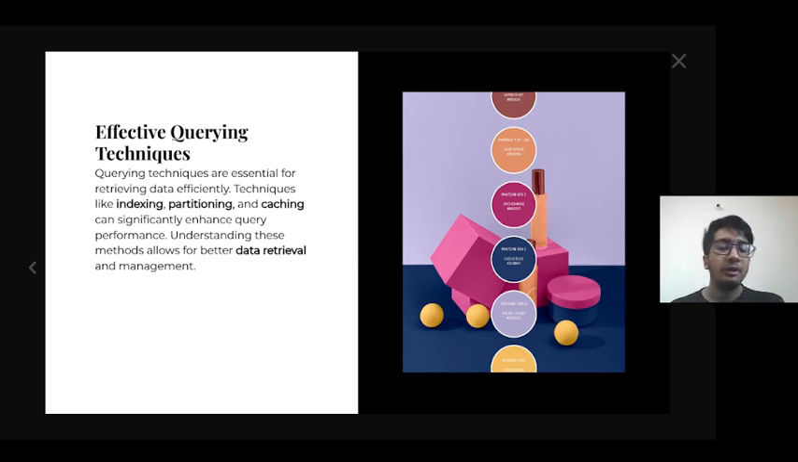Then moving on to optimization, the translated query goes through a series of optimizations to improve its efficiency. The optimizer looks at different ways the query can be executed and chooses the most efficient one. And at last, the execution. The optimized query plan is then executed by the database engine. During execution, data is retrieved and any necessary computations such as joins and aggregations are performed.